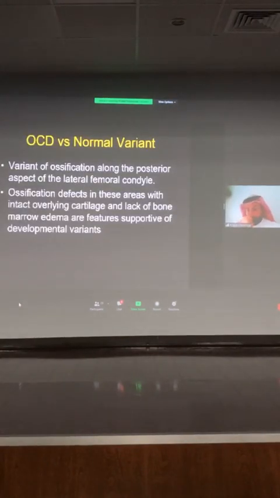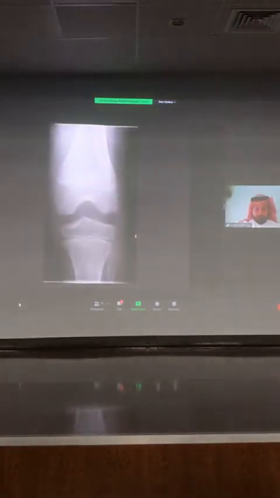But there's an important point to keep in mind to differentiate the OCD from the normal variant. There's a variant of ossification usually at the posterior aspect of the lateral femoral condyle. The trick here is to know the location and to assess the cartilage on top of it. The location of the normal variant is usually the posterior aspect of the lateral femoral condyle, and the cartilage overlying it will be normal. So over here, this is the lateral femoral condyle. You're going to think there might be an osteochondral lesion, but this is how the normal variant looks, so don't fall into the trap of that.